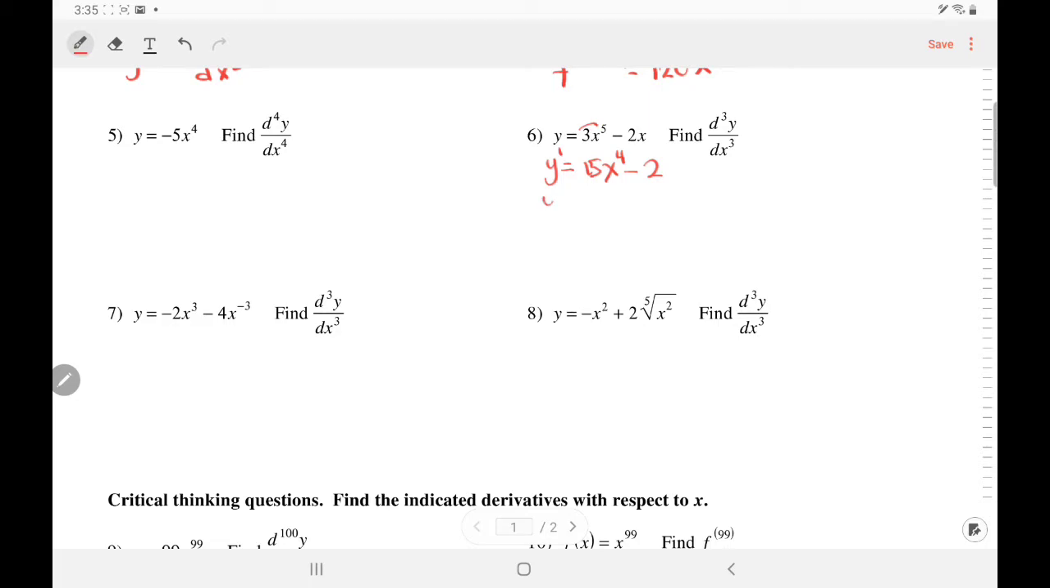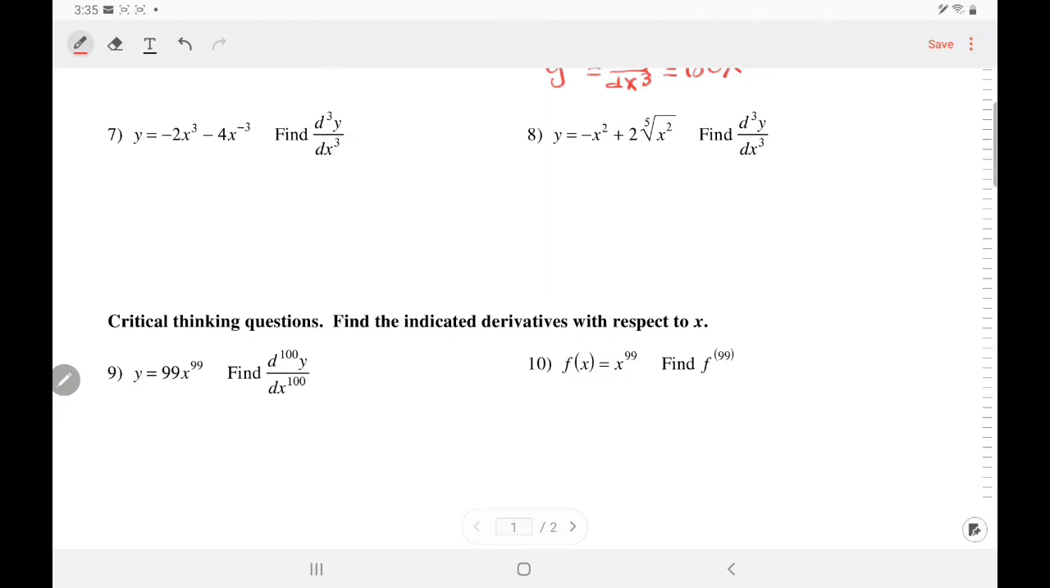Now second derivative, you would derive the first derivative. Using the third rule, derive the first term. 15 times 4, that's 60x to the third, because you reduce the 4 by 1. And deriving -2 would be 0, because -2 is a constant. Third derivative, which is equivalent to d3y over dx cubed. Use rule number 3. Multiply 60 and 3. That's 180. Reduce your 3 by 1.